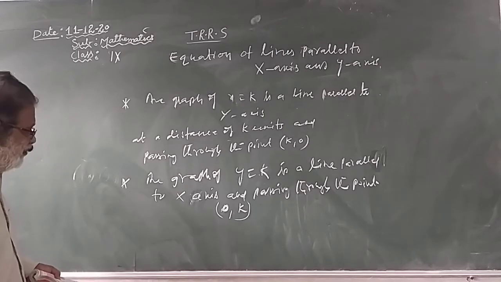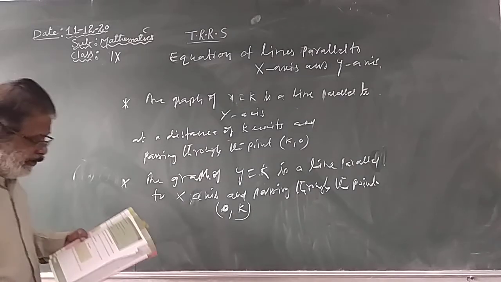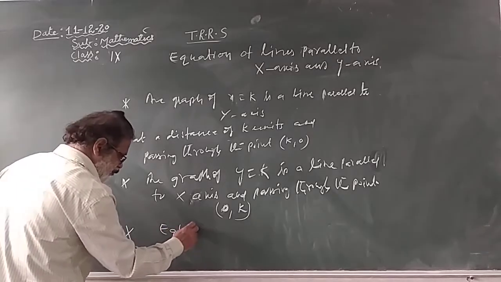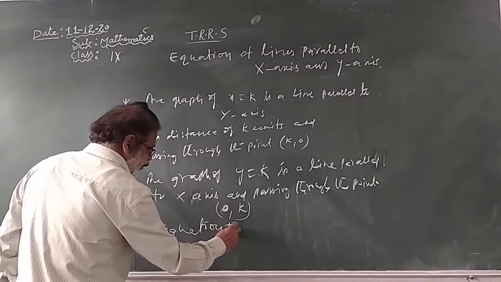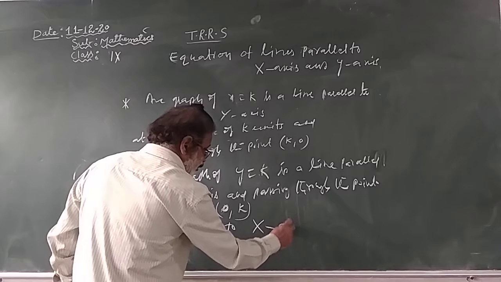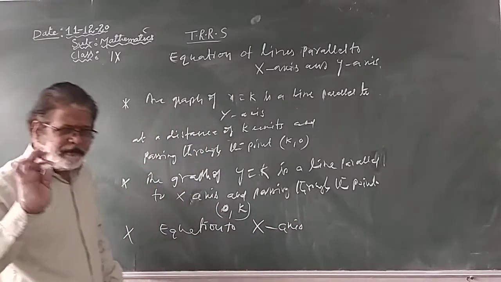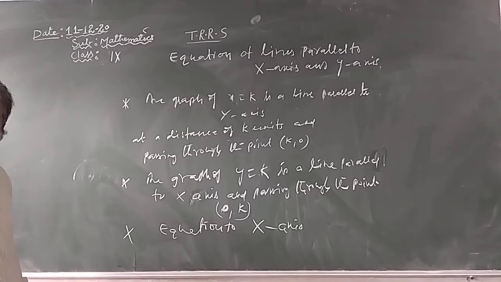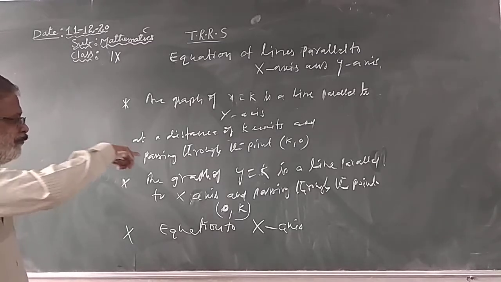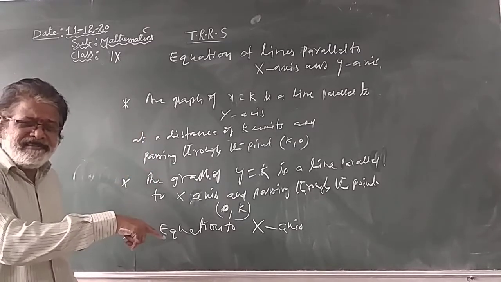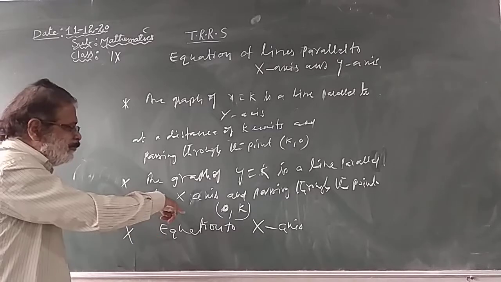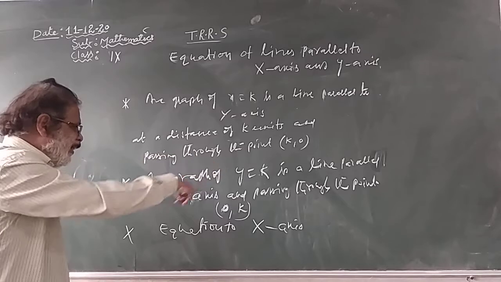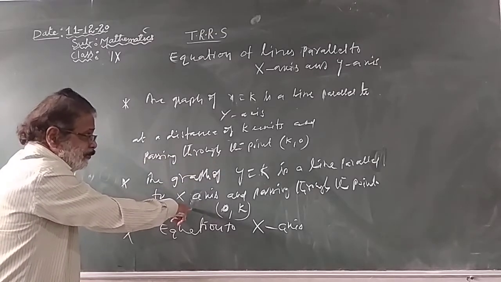So the next concept is the equation of the x-axis and y-axis. Not parallel, we are not using any parallel word. The graph of x equal to k is parallel to the y-axis and passing through k comma 0. The graph of y is equal to k is a line parallel to the x-axis passing through 0 comma k.